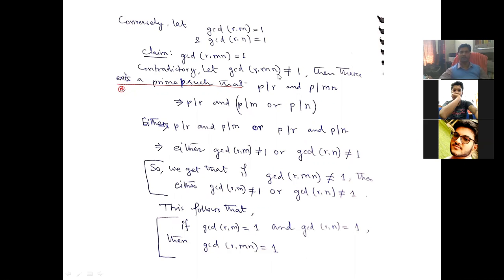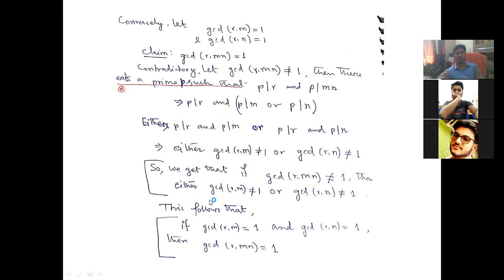Contradictory, let GCD of r comma mn not equal to 1. Then there exists a prime p such that p divides r and p divides mn. This implies p divides r and p divides m, or p divides n, because p divides mn. So either p divides r and p divides m, or p divides r and p divides n. So this implies either GCD of r, m not equal to 1 or GCD of r comma n not equal to 1.